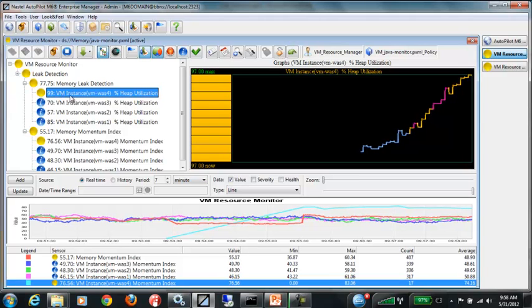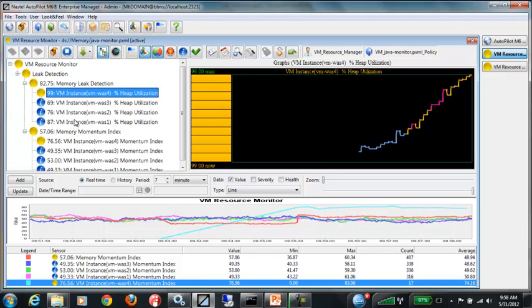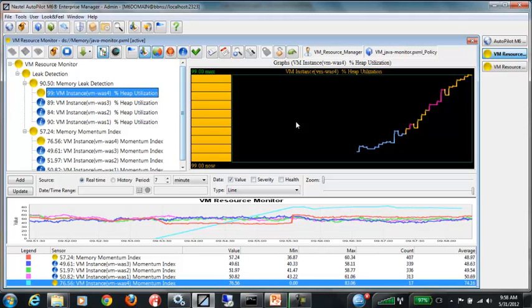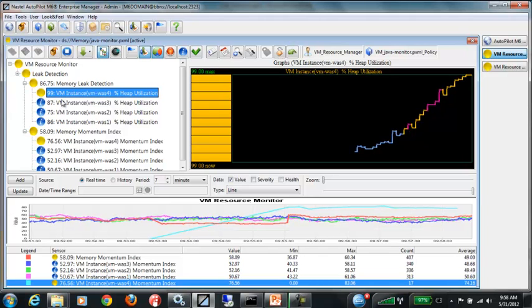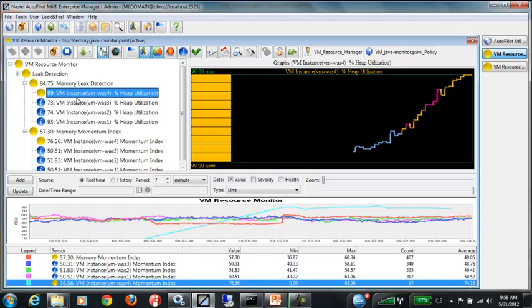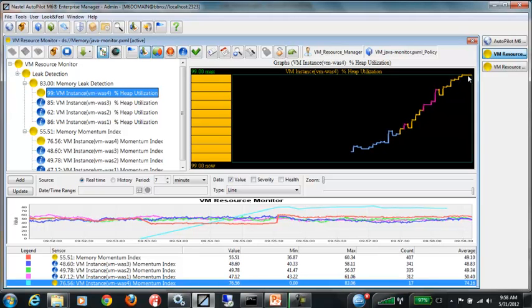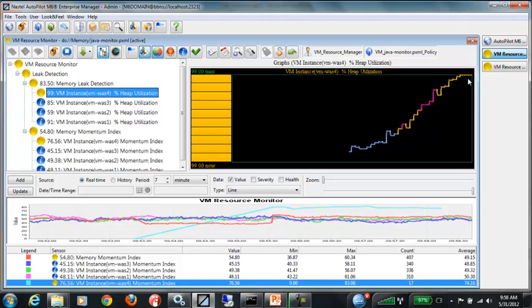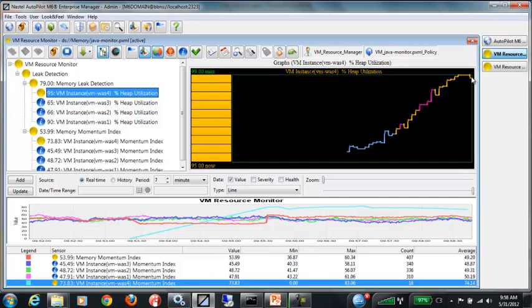So in this case, if we're monitoring a farm of application services, could be 2, could be 5, could be 10, could be 100, we can holistically spot these types of behavior and pinpoint the VM instances, in this case WebSphere application server instances, that might be exhibiting this behavior. As you can see, we've plateaued right here.